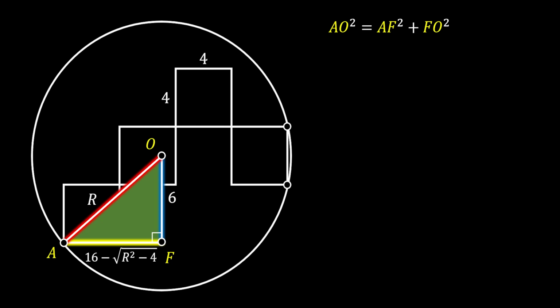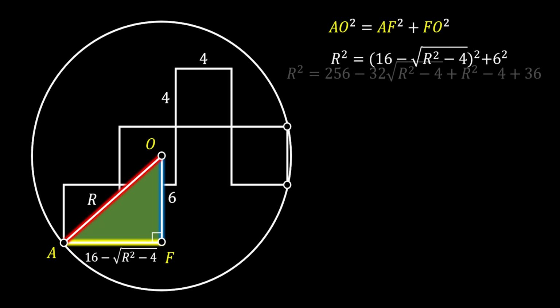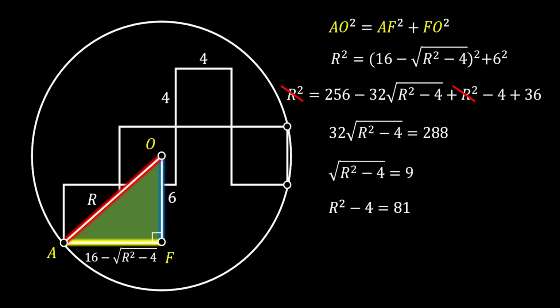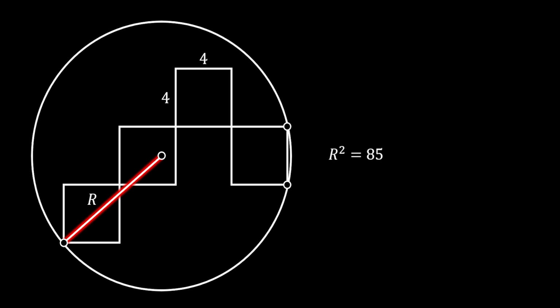Of course, we're going to substitute our values and put everything to the square. Of course, we're going to use the square of binomial to expand, and we're going to get the following. Here we can cancel r squared on both sides of the equation and simplify. Then we can divide everything by 32, then put everything to the square, and we will finally get that the radius squared is equal to 85.